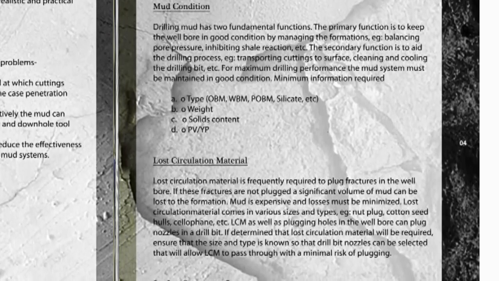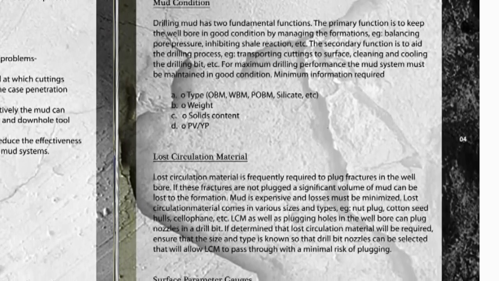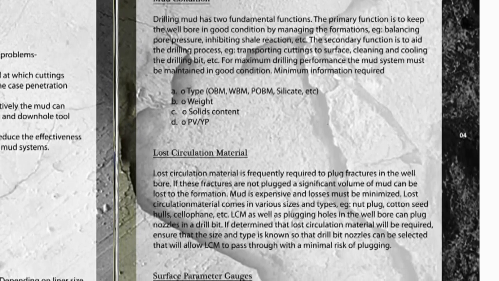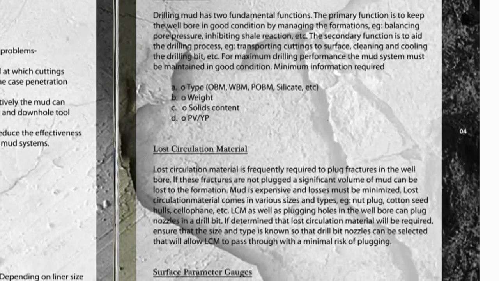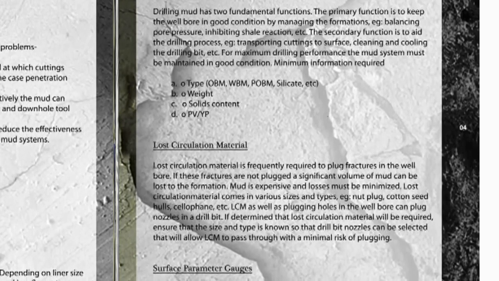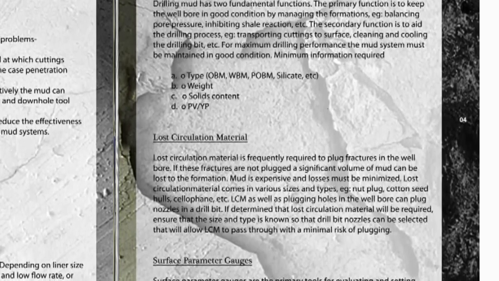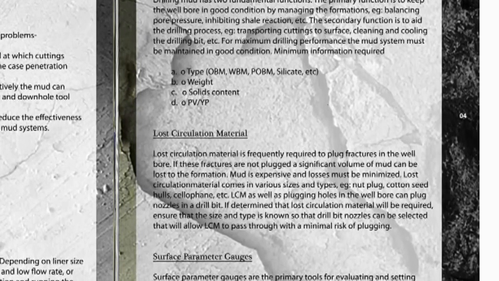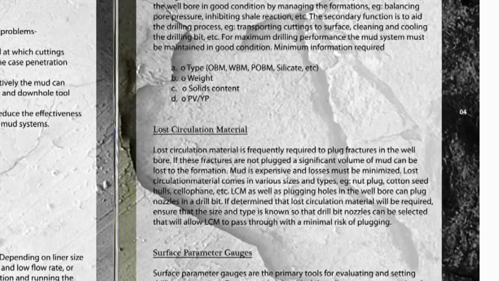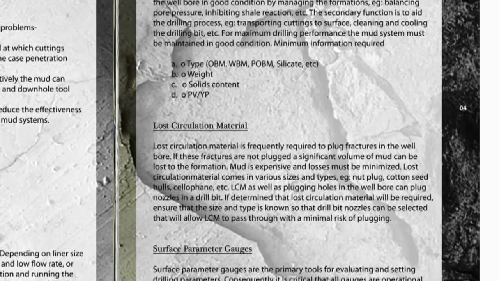Lost circulation material. Lost circulation material is frequently required to plug fractures in the well bore. If these fractures are not plugged, a significant volume of mud can be lost to the formation. Mud is expensive, and losses must be minimized.